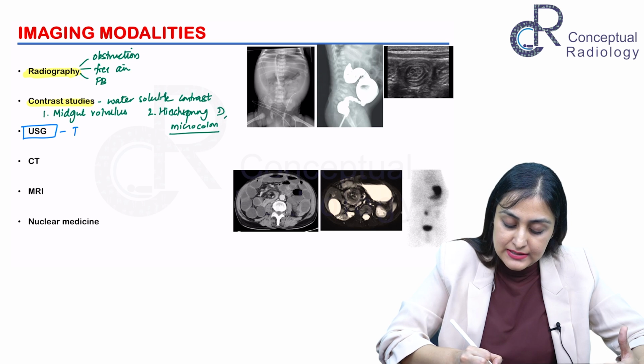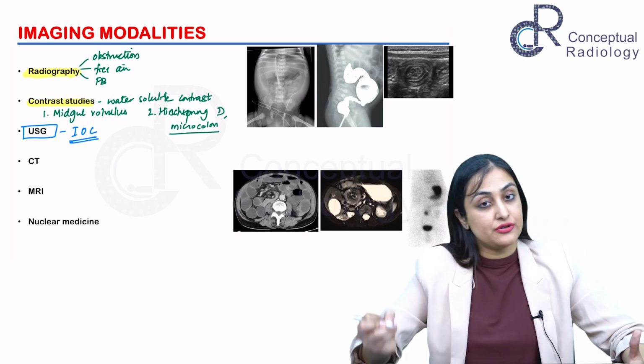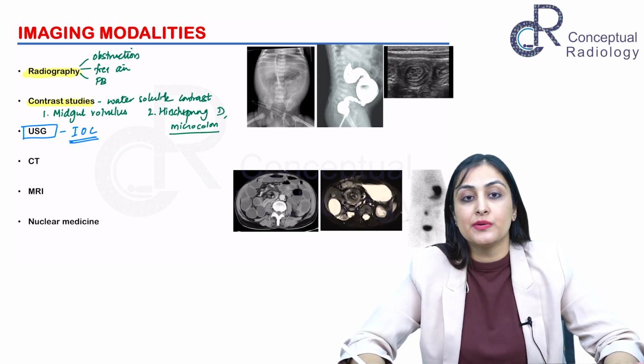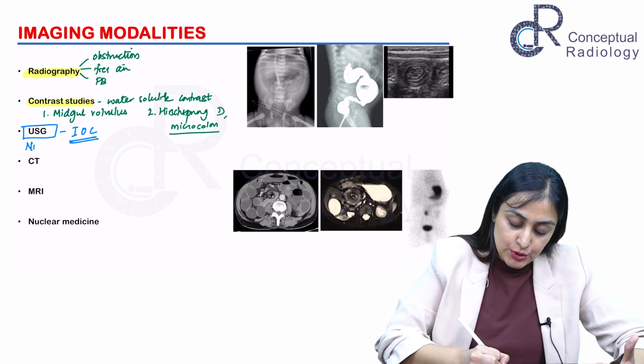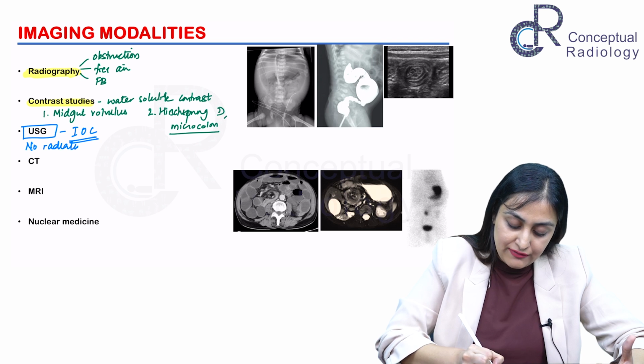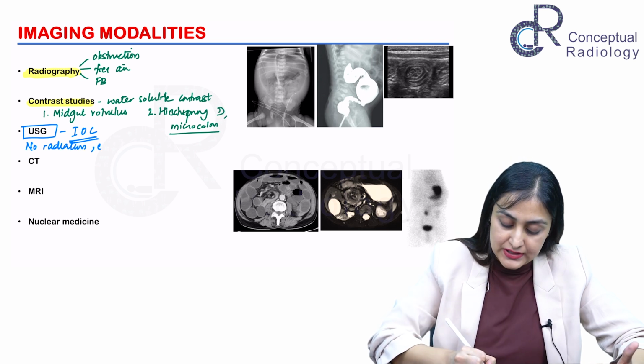So remember, this is the investigation of choice for evaluation of acute abdomen in children, hands down. Why? Because there is no radiation. Most important factor, there is no radiation. It is easily and readily available.